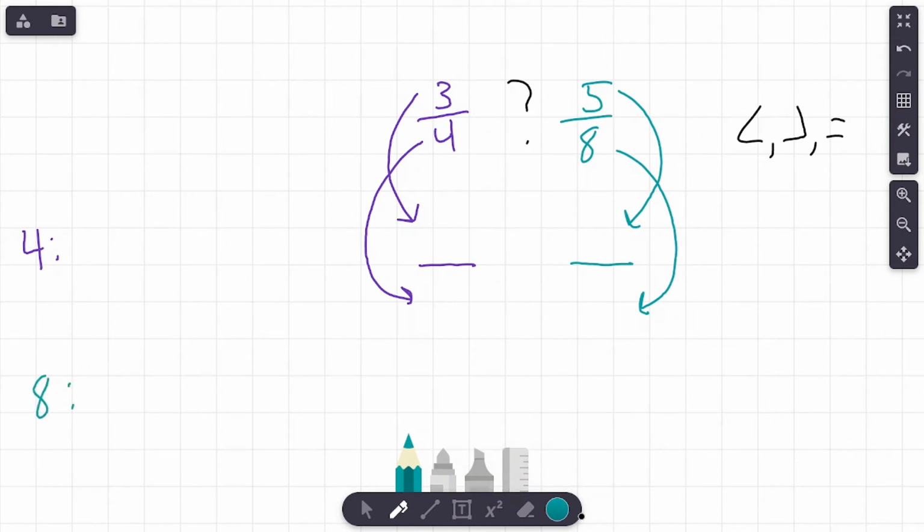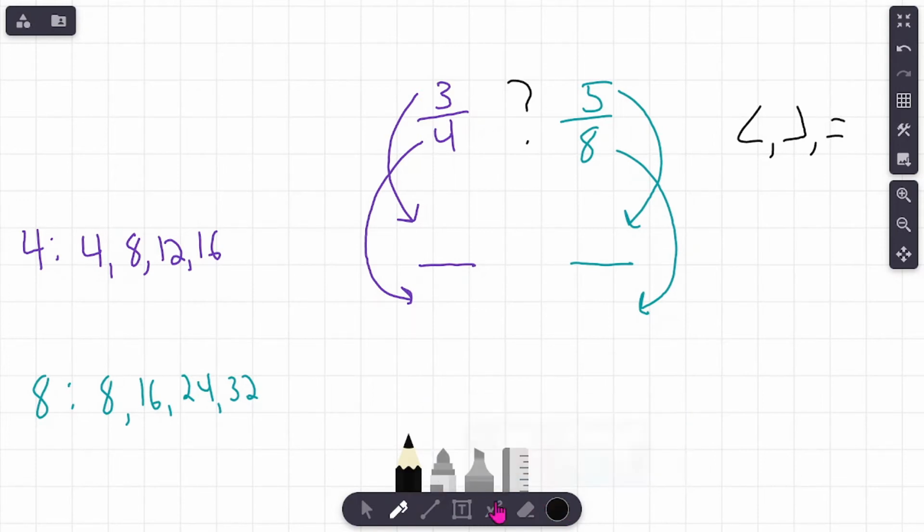And what we're going to do is skip count by our denominators. Okay, so let's just skip count a couple times here. We've got 4, 8, 12, 16, and I can keep on going. Again, just do a couple of them. You don't have to go to infinity. Just do a couple of them. 8, 16, 24, 32.